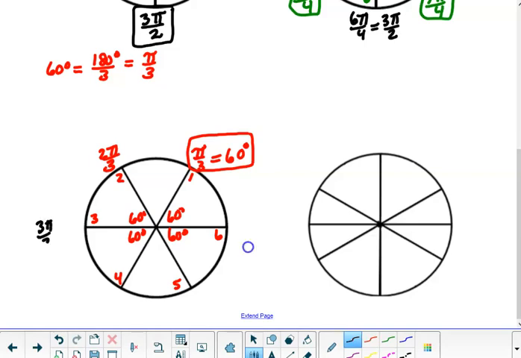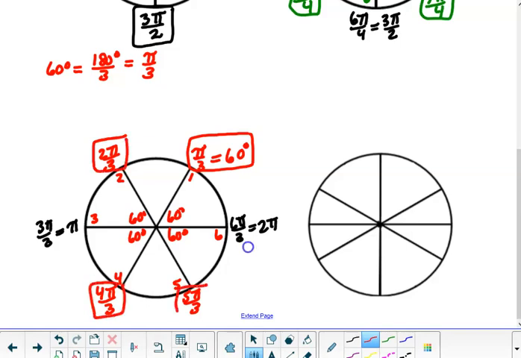3 pi over 3 just equals pi. 4 pi over 3, 5 pi over 3, and then of course 6 pi over 3 is equal to 2 pi. So our big angles here are the 2 pi over 3, 4 pi over 3, 5 pi over 3. Now if counting around the circle doesn't appeal to you, there's another way to look at this.